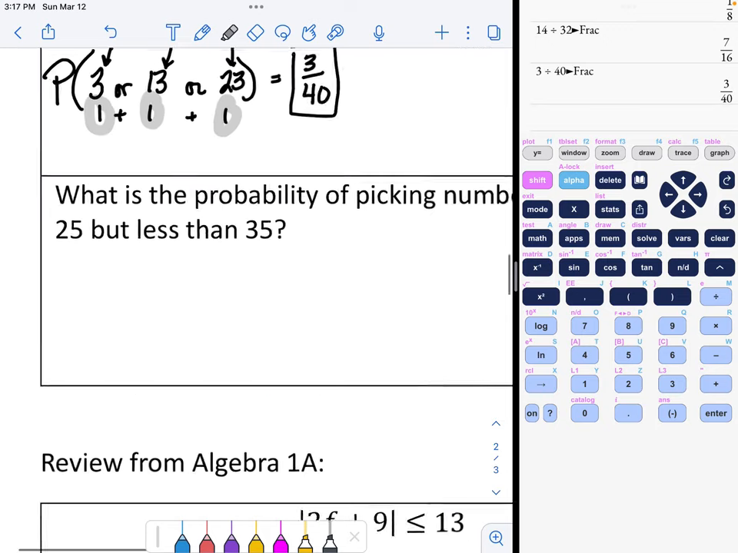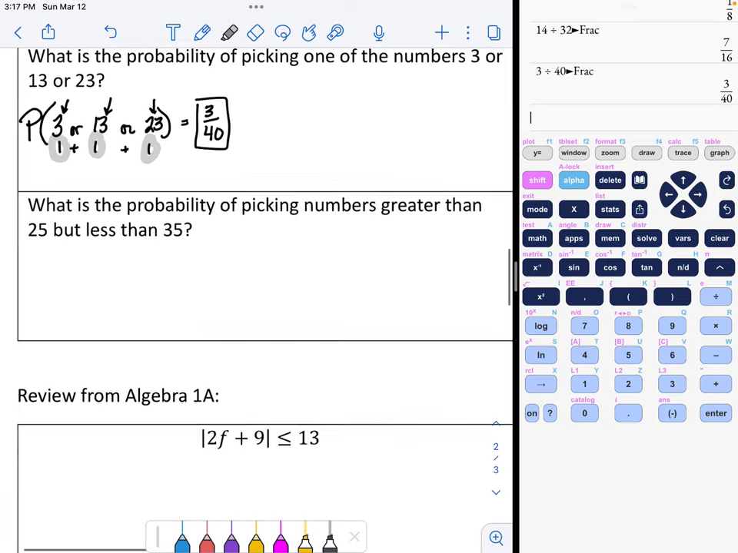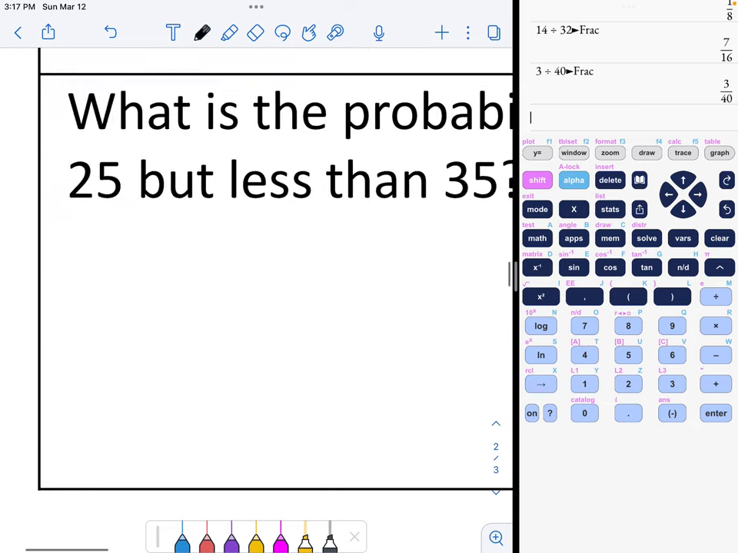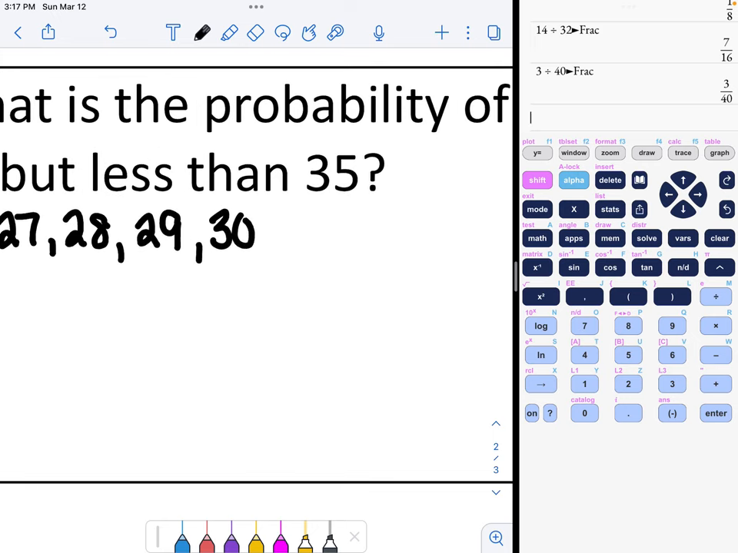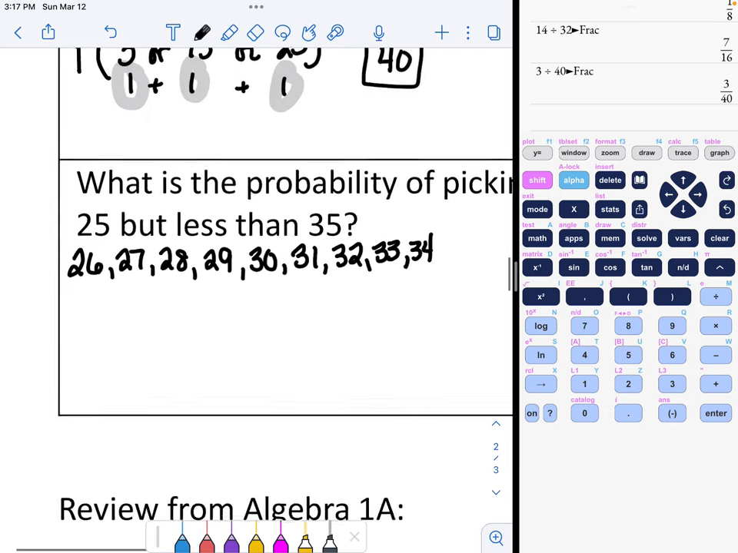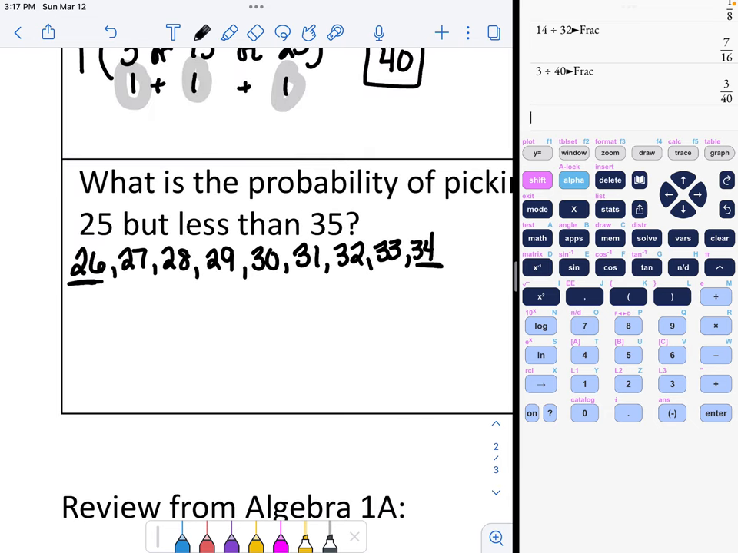All right, now, what is the probability of picking a number greater than 25 but less than 35? Okay, so greater than 25 would be 26, 27, 28, 29, and what do I have to stay less than 35? 30, 31, 32, 33, and 34. So I need bigger than 25 but less than 35. How many are there here? 1, 2, 3, 4, 5, 6, 7, 8, 9. So there's 9 chances here.